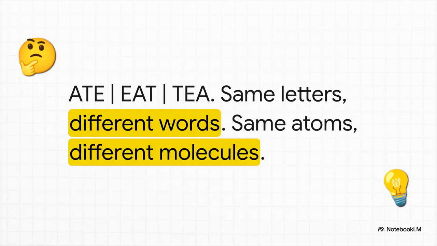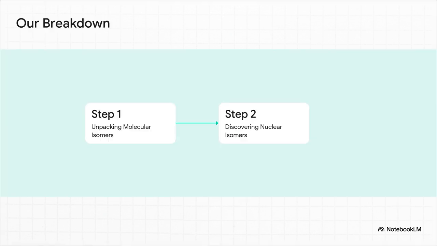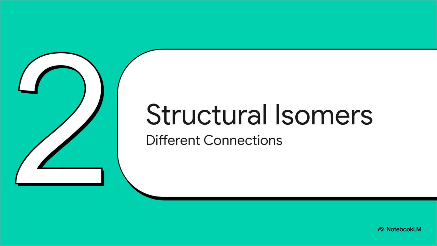This is actually a perfect way to think about it. Just think about the letters A, T, and E. You can arrange them to spell AT or EAT or TEA. It's the same 3 letters, but you get totally different words with totally different meanings. That's exactly what isomers are. They're like the anagrams of the chemical world. So here's how we're going to tackle this. First up, we'll get into molecular isomers, and then we're going to uncover something even more surprising, isomers that exist at the nuclear level.